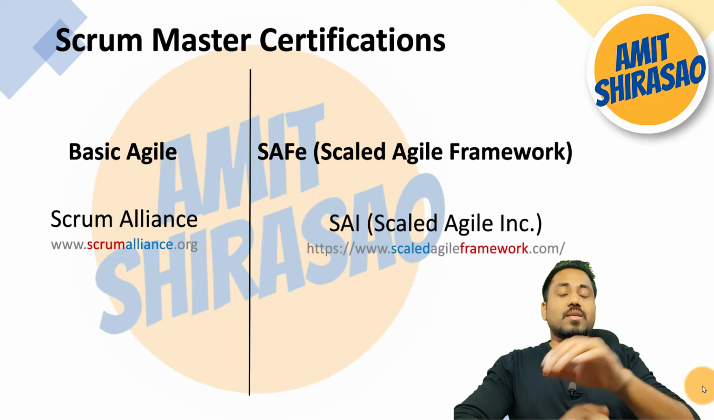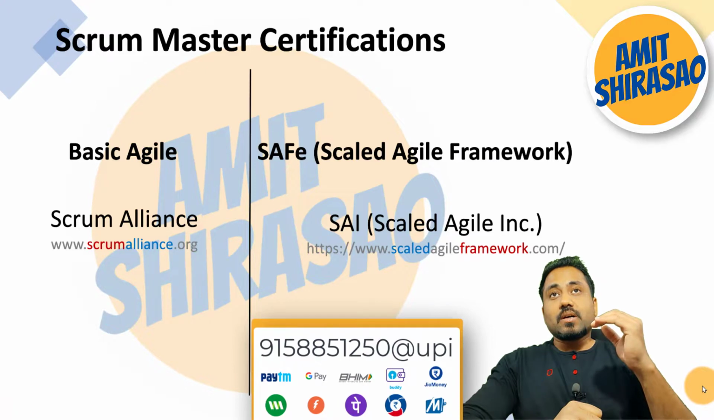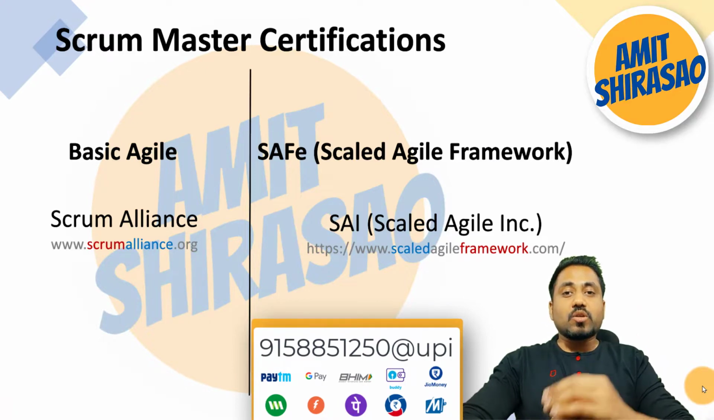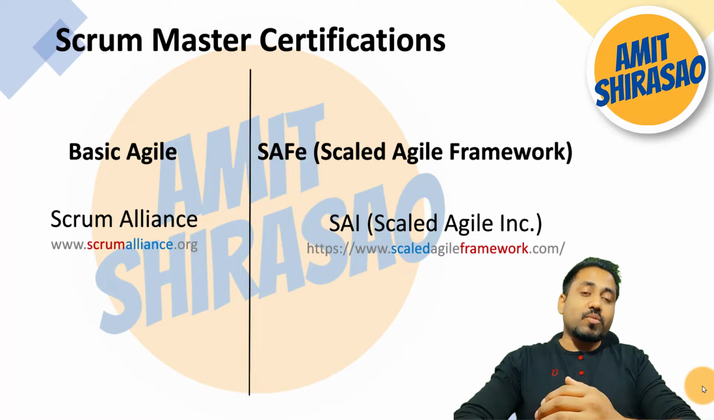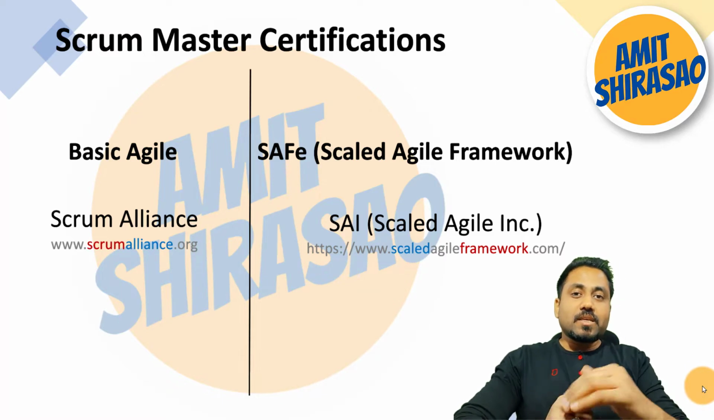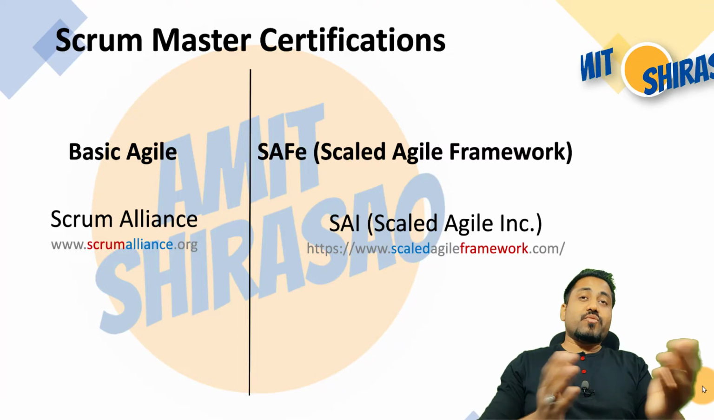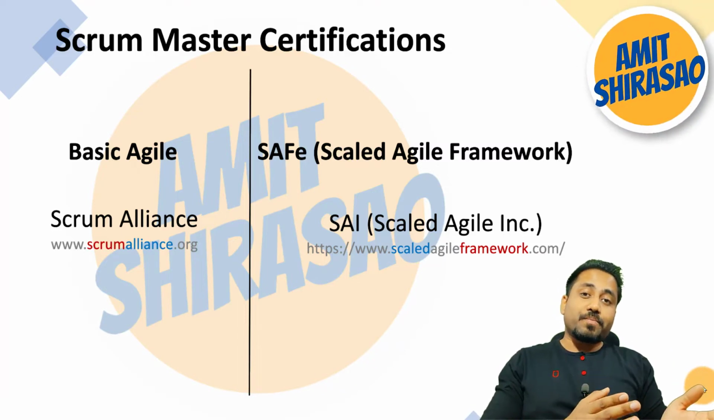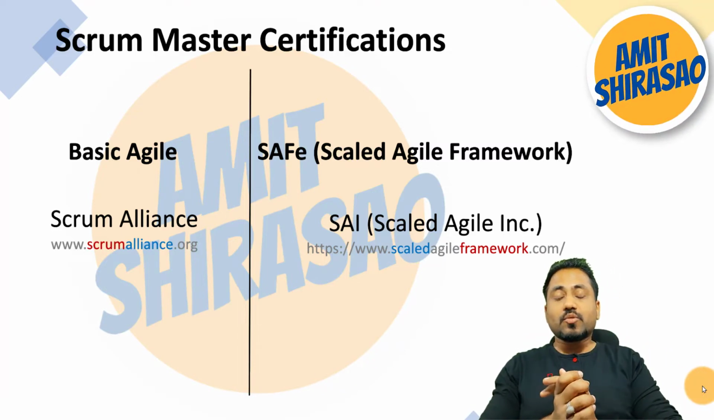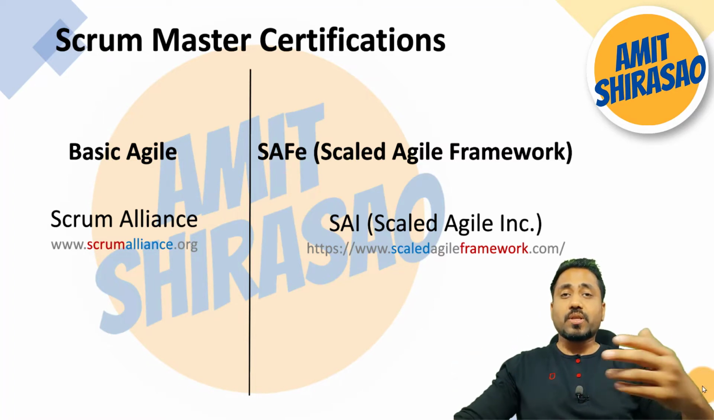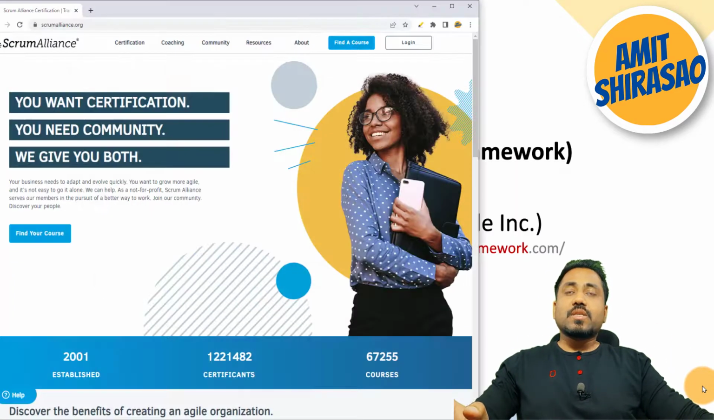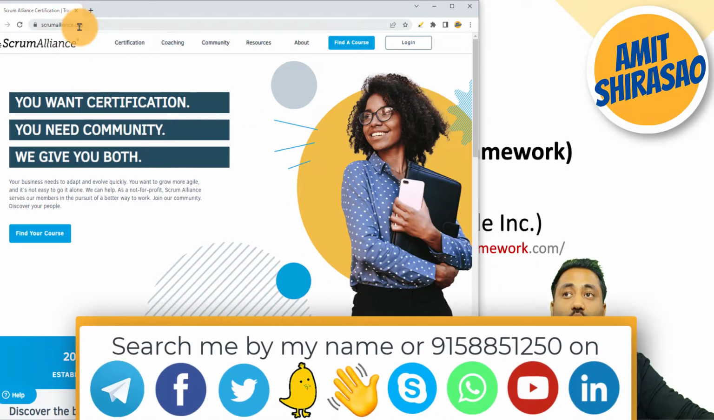Likewise, the certifying agency in the case of SAFe Scrum Master, or SAFe in short, is Scaled Agile Incorporation, that is SAI. INC is incorporation, and their official website is scaledagileframework.com. Okay, so I'll just run you through both these websites and show you what these certifications are and how you can apply for them. So this is the Basic Agile website, which is scrumalliance.org.